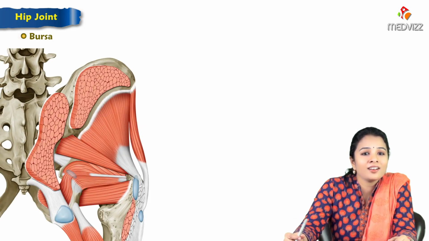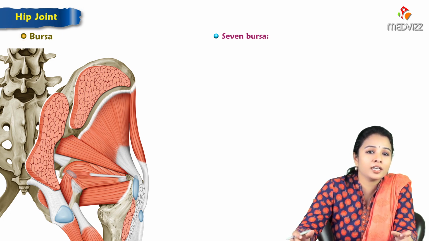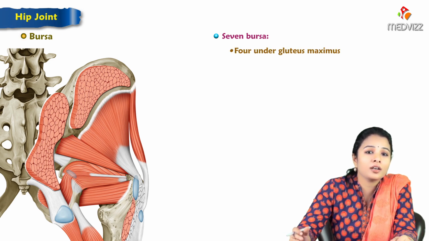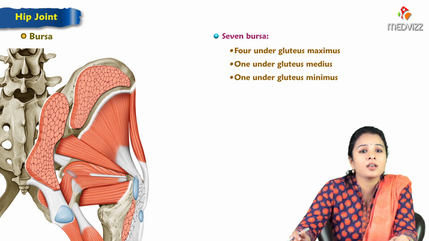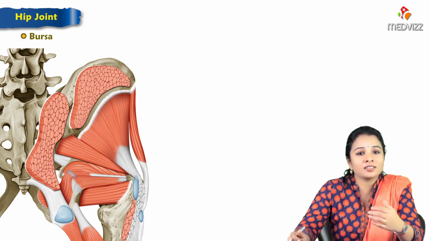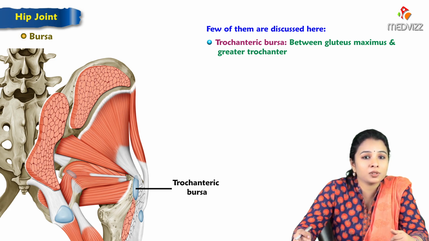Let's move on to the bursa which surrounds the hip joint. There are totally around 7 bursa related to the hip joint. 4 out of these 7 are under the gluteus maximus muscle, 1 is under the gluteus medius, 1 under the gluteus minimus, and 1 is under the psoas tendon. So let's discuss a few of them. First one is the trochanteric bursa, which is present between the gluteus maximus and greater trochanter.